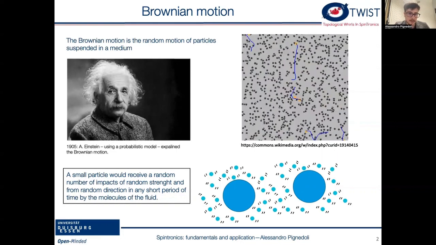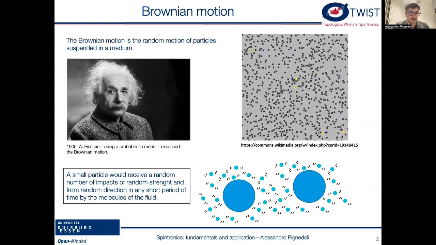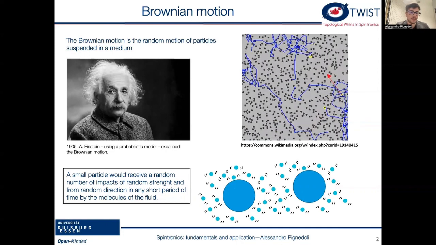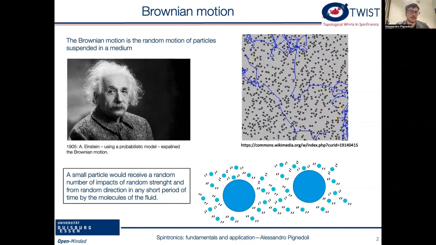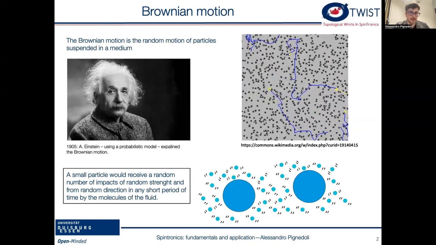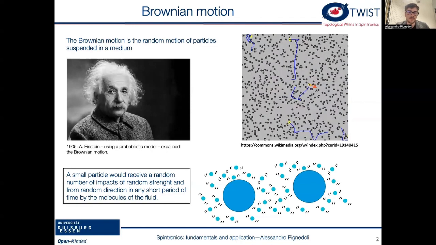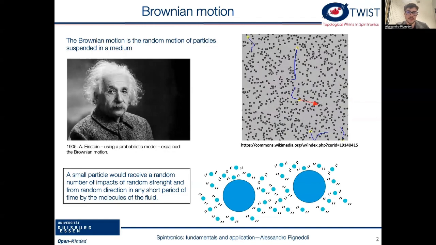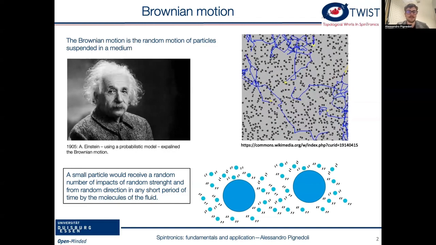The key idea, or the key view, is that these small particles in the medium receive, at any window of time, a random number of impacts of random strength from random directions. In such a way, at the end of the day, we can observe this effective motion for which at any instant particles have a random distribution in space with a random velocity.